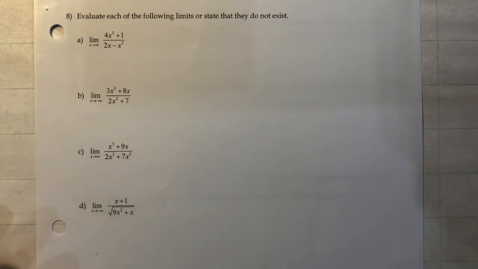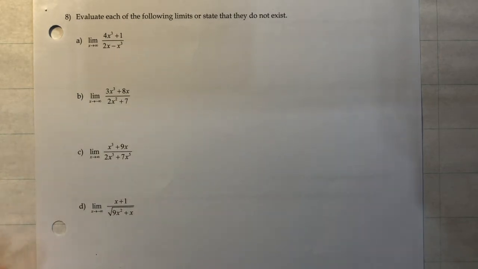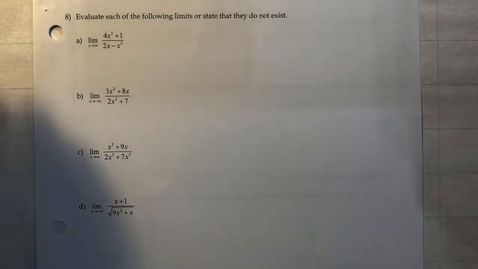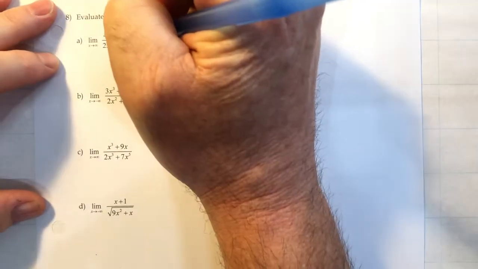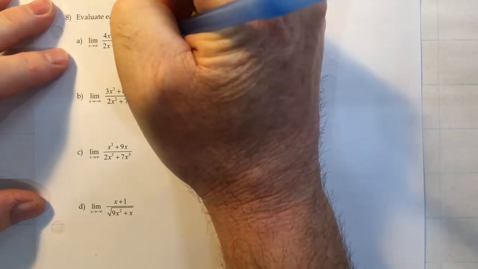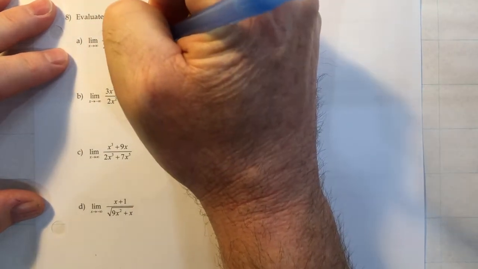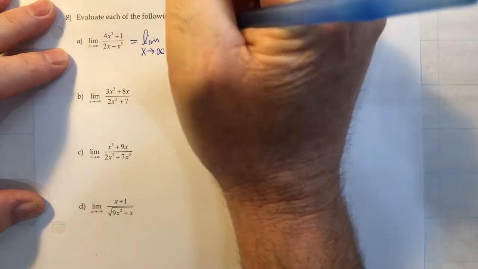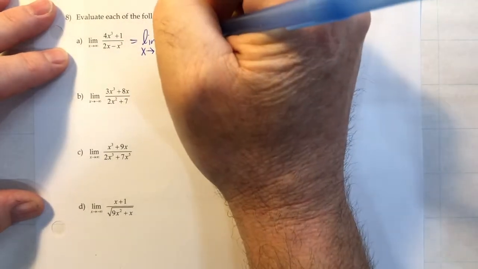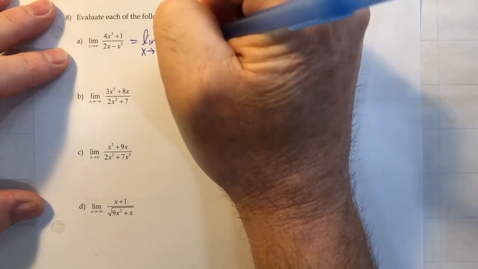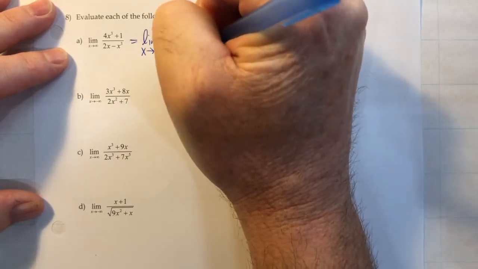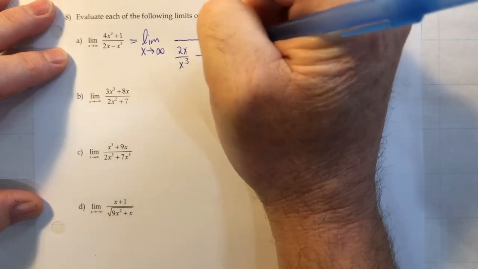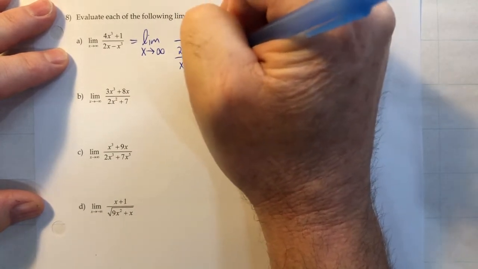All right, here we go with number 8. We're evaluating each of the following limits. If they don't exist, we'll say so. And we're looking at limits as we're going towards plus or minus infinity. So I'm going to do the showing of the full work on all of these so we see what that process looks like. So just a reminder, when you're taking a limit as x goes to plus or minus infinity, what you want to do is divide by the largest power of x that's in the denominator among all the terms. So we're going to go 2x over x cubed, because x cubed is the biggest power in the denominator, minus x cubed over x cubed.